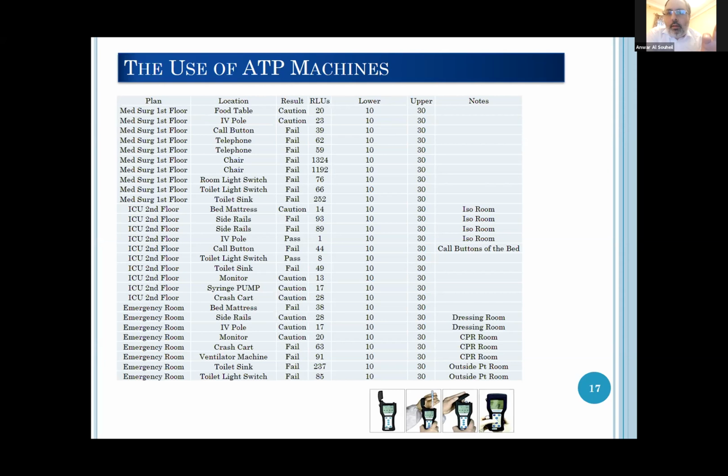I will read the table, just one or two rows. Food table, it's caution. The result was 20 RLU. The results need to be between the lower and upper limit, between 10 to 30. So it's caution. To be perfect, well cleaned, it should be 10 or less relative light units. If it's above 30, it fails.